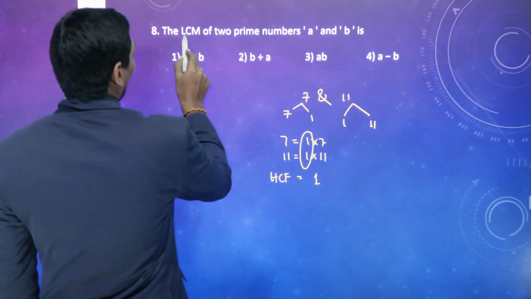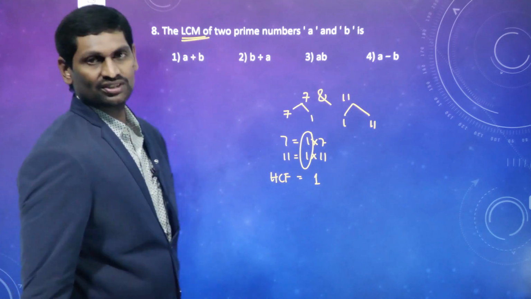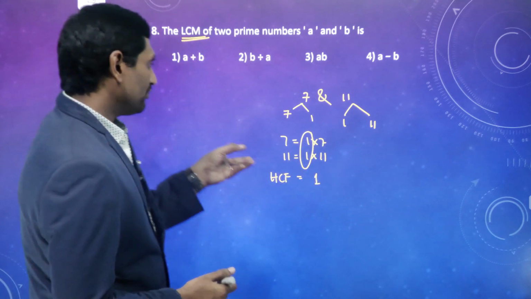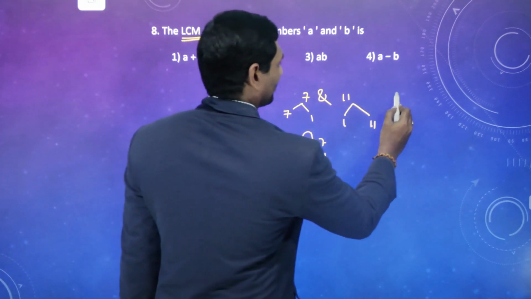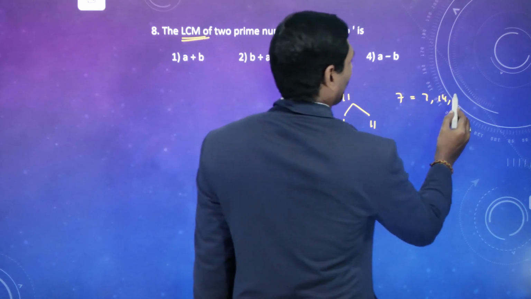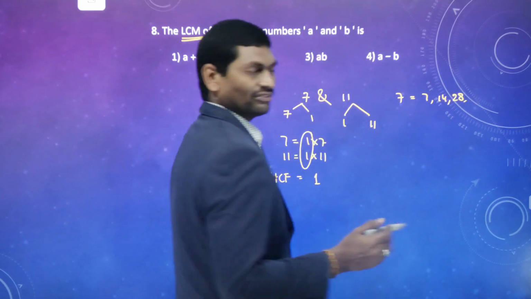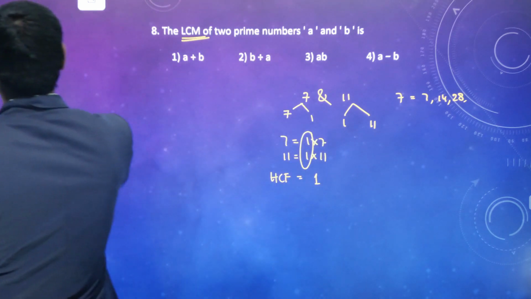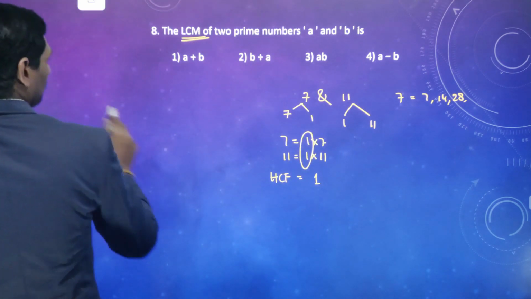And same way LCM of any two prime numbers. LCM means least common multiples. For example, if you take the prime numbers like 7 and 11, 7 multiples are 7, 14, 28, like that we can take. Or if you wanted to write 7 as prime factors, like 1 into 7.